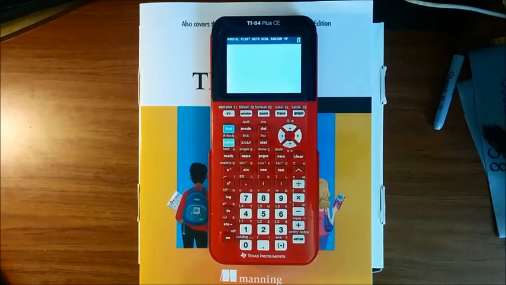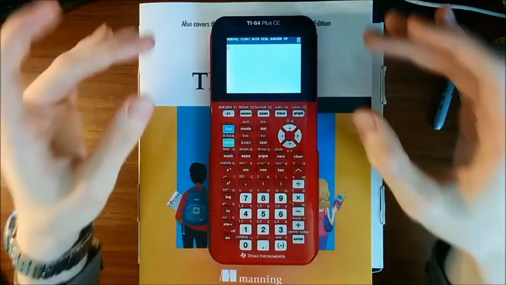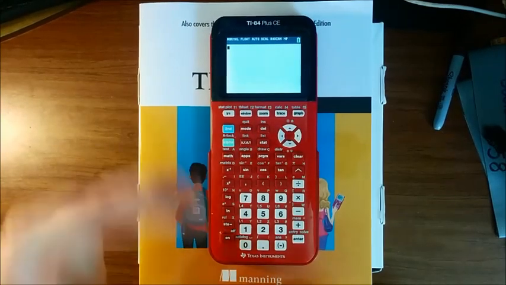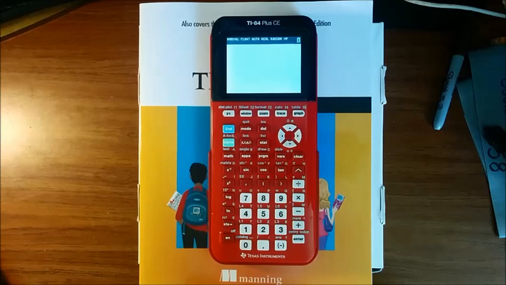Let's get started with some basic math skills. The home screen, this area all in white with the cursor blinking at the top left corner, is where you'll perform most of the mathematical operations on your calculator.